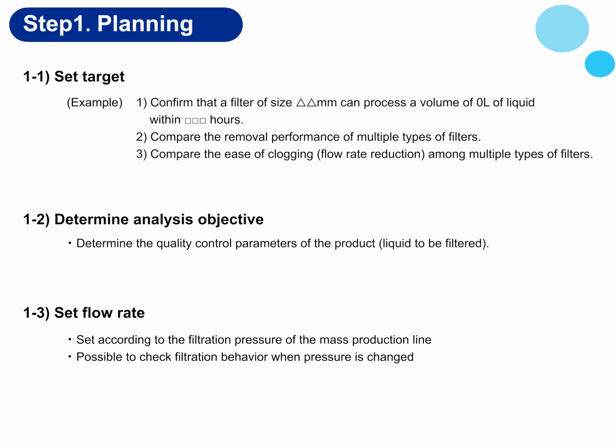If the operating pressure on the mass production line is fixed or can be assumed to some extent, it is common to use that same pressure. Also, by conducting experiments using several different filtration pressure patterns for the same type of filter, it is possible to see the differences in filtration behavior.